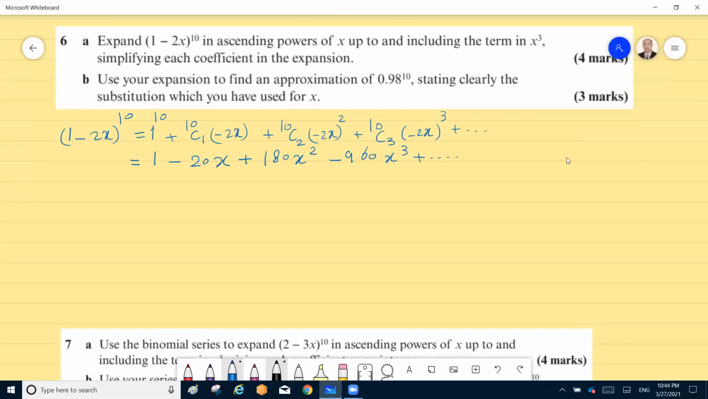This is the first 4 terms of this expansion. Use your expansion to find the approximate value.